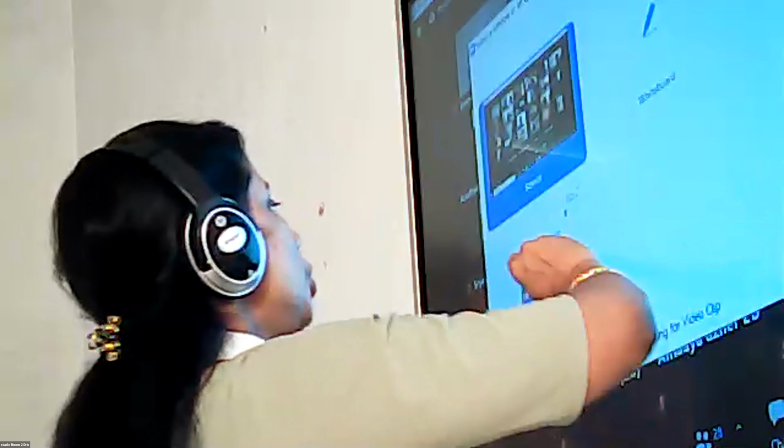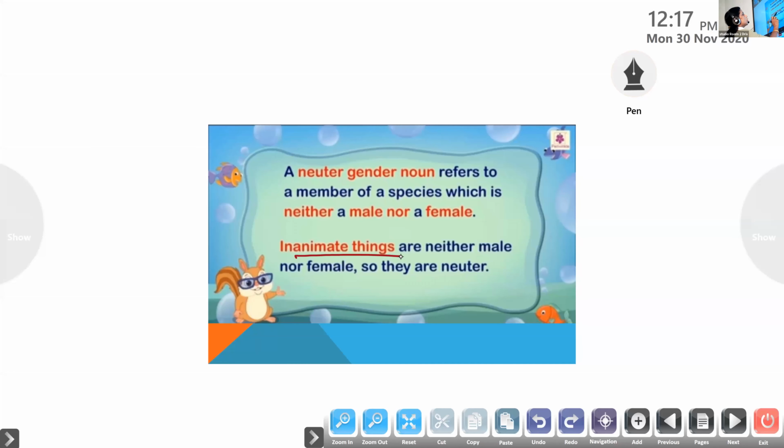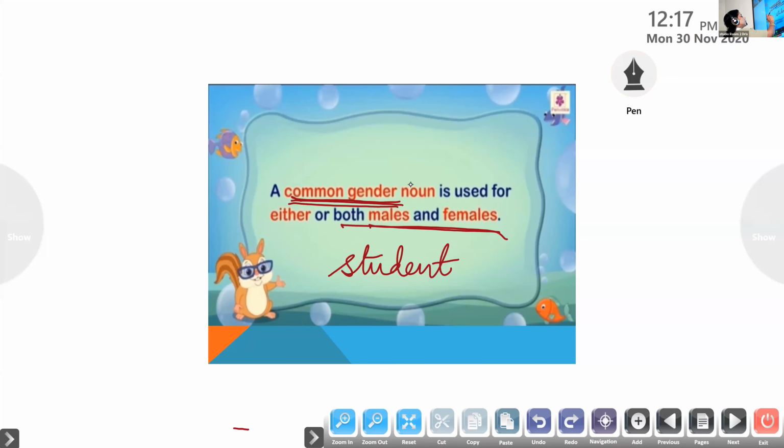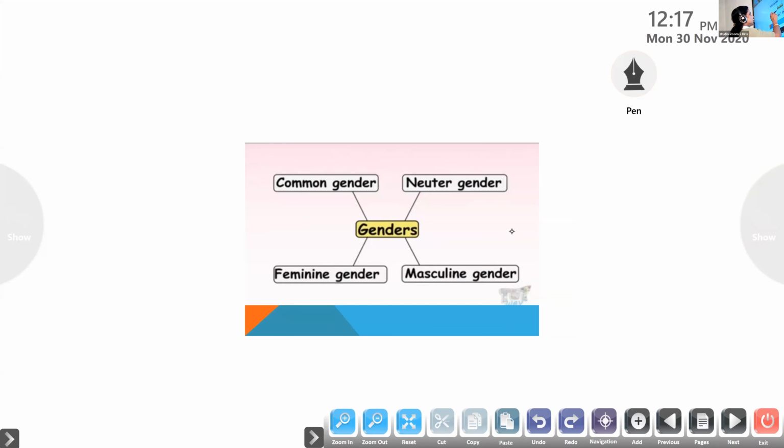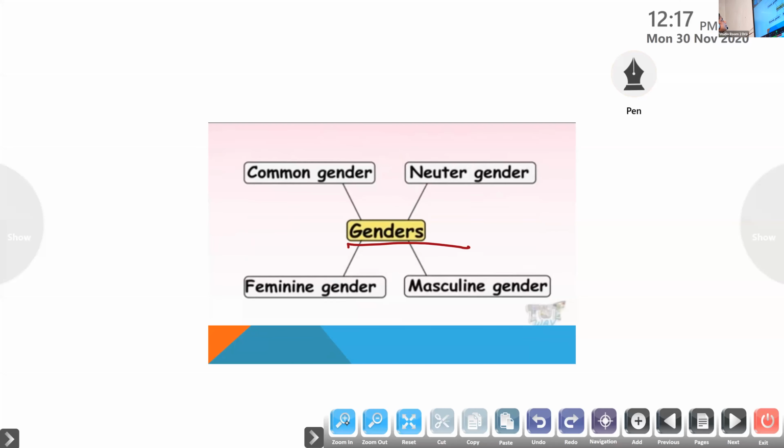Okay, now we'll move on to the exercises which are here. So we know inanimate things or non-living things are called neuter gender. And the common gender is used for both male and female. Okay. So now let's move on to these here, genders. Genders are classified into, for all of you, please have a look at it. Look at the slide. Okay, first one is the masculine gender. The second one is the feminine gender. The third one is the common gender. And the fourth one is the neuter gender.